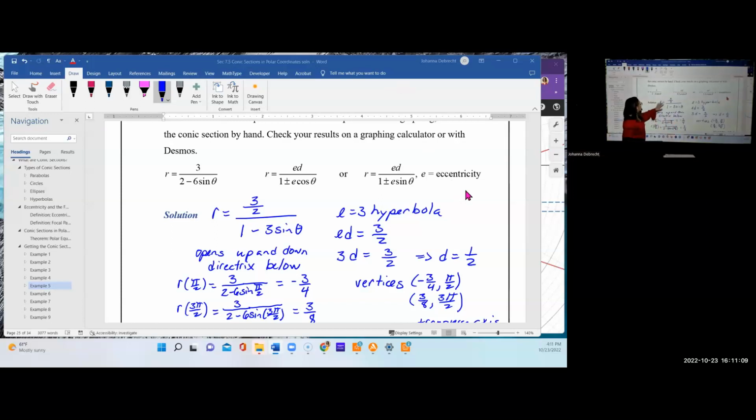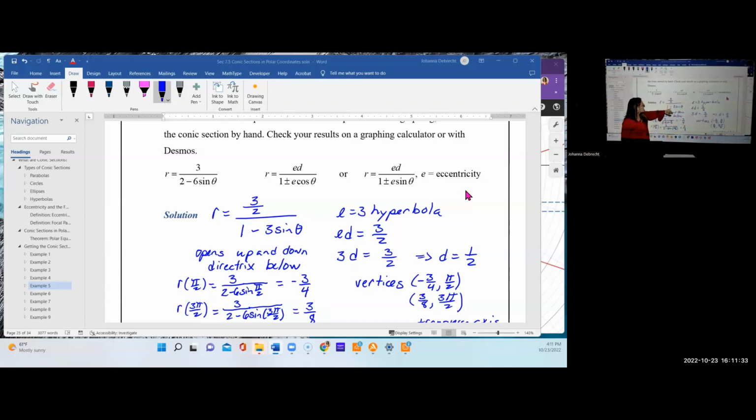So first thing to do is to divide numerator and denominator by 2. That gives us this form of the equation right here. That means the eccentricity is 3, so it is a hyperbola. The eccentricity times the focal parameter distance, ED, is going to be 3/2. The eccentricity is 3, so that makes the focal parameter 1/2.